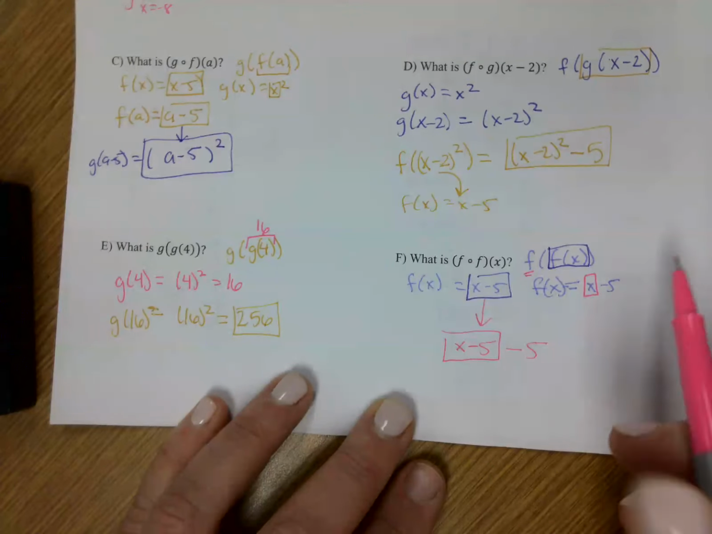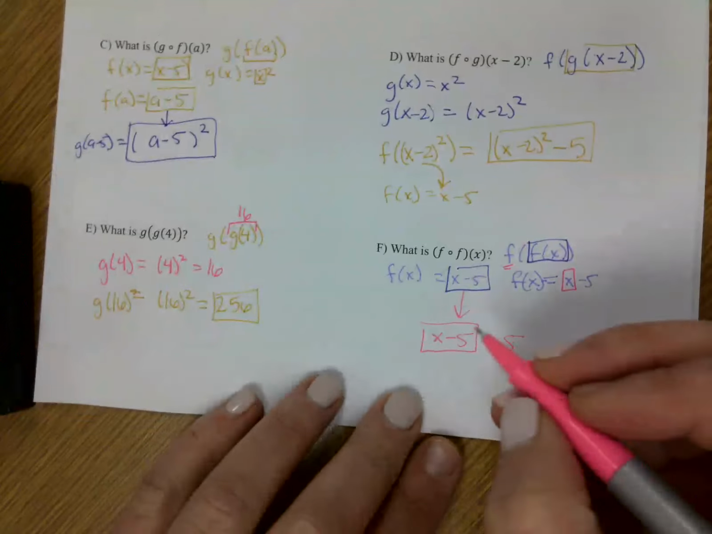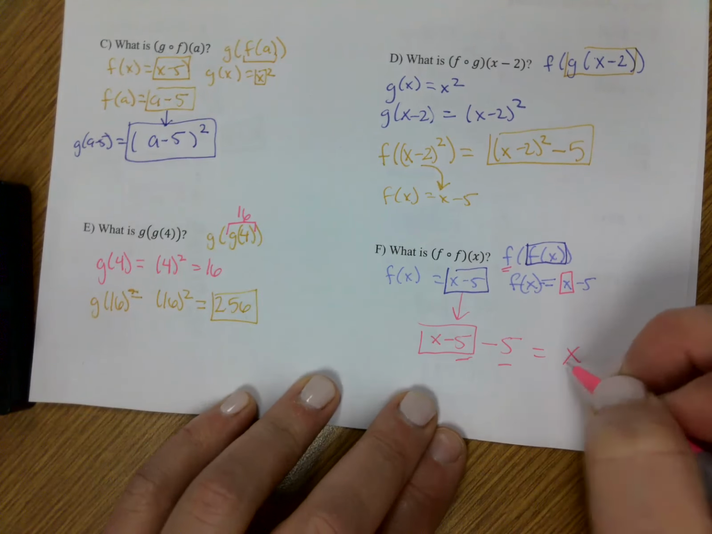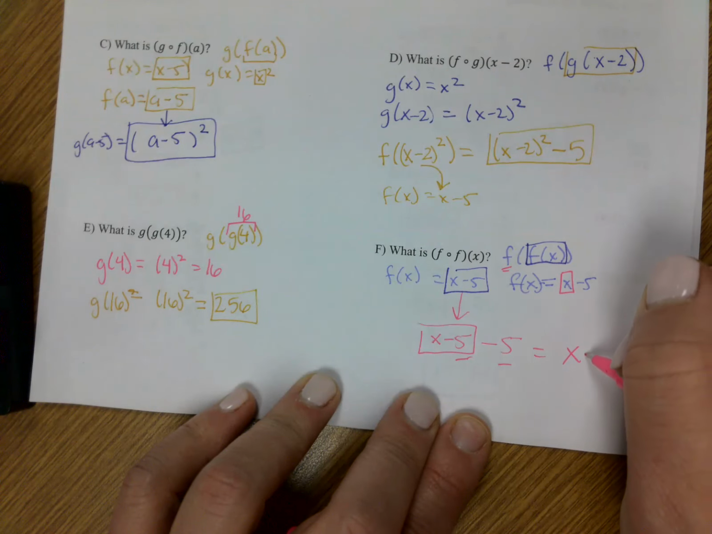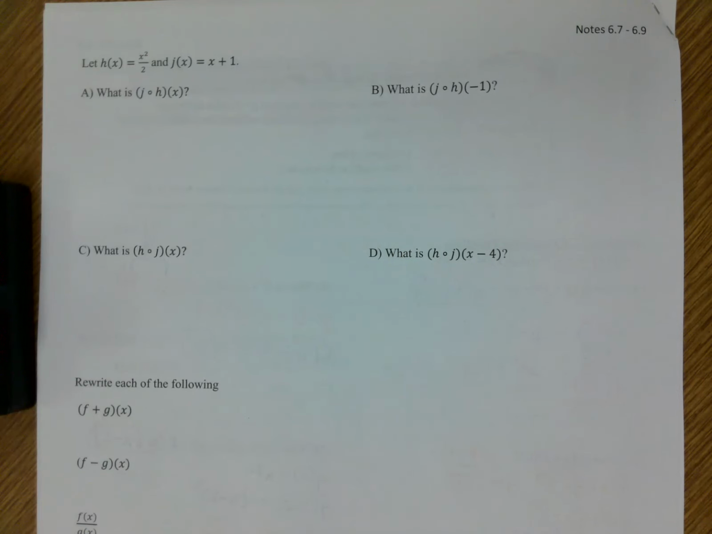And then you're finishing off this equation. So this was the box minus 5. Now I can combine those two like terms. Minus 5 minus 5 is minus 10. So x minus 10. This whole backside we're going to do in class together.